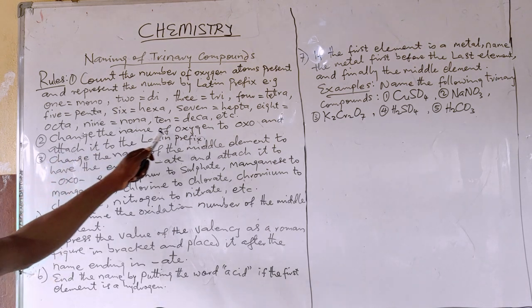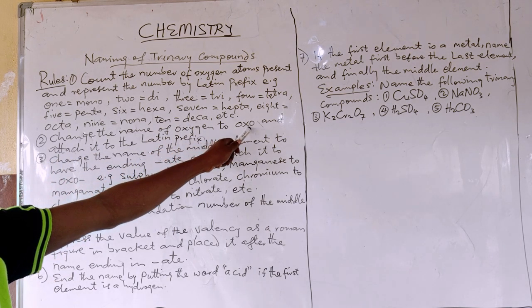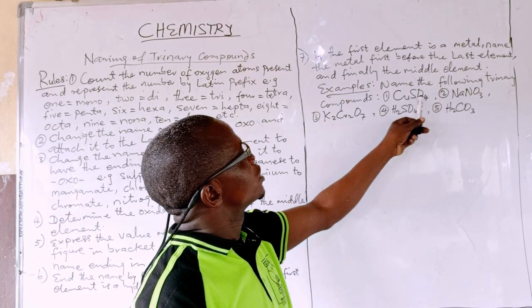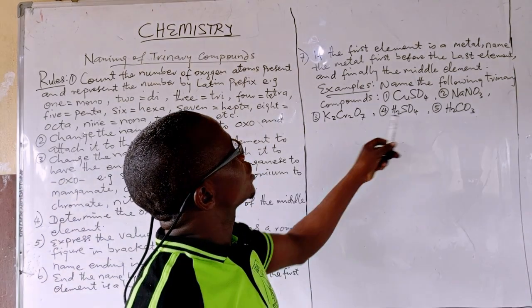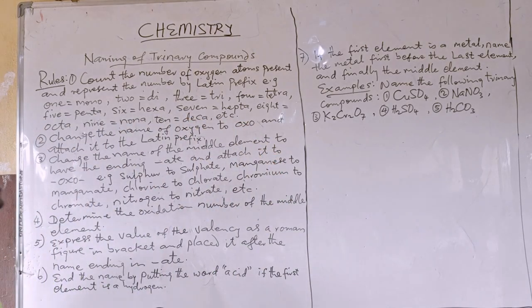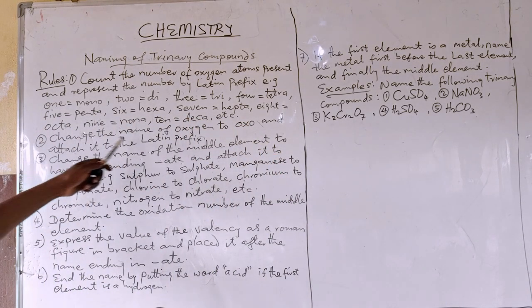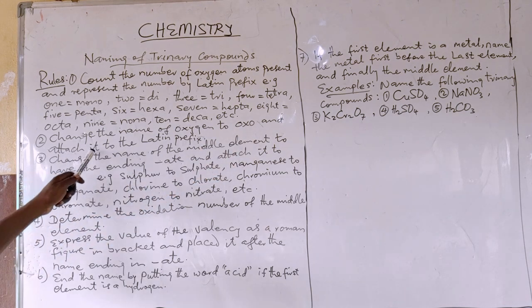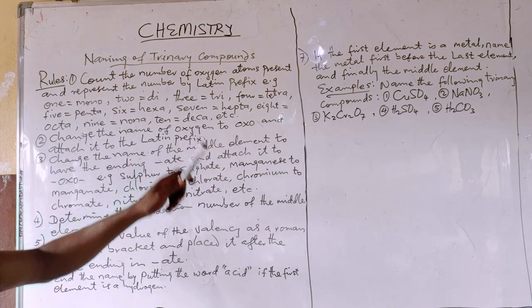Change the name of oxygen to oxo. So by the time you want to name all these compounds, the oxygen will now be called oxo, not oxygen again. So I said change the name to what? Oxo, and attach it to the Latin prefix.